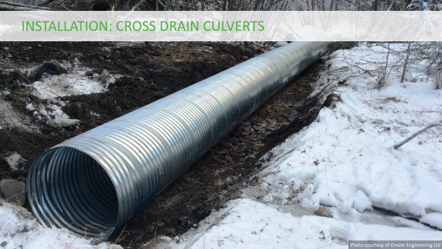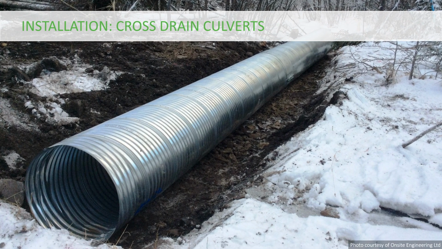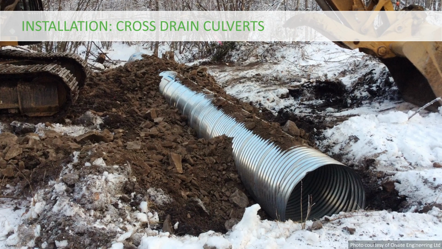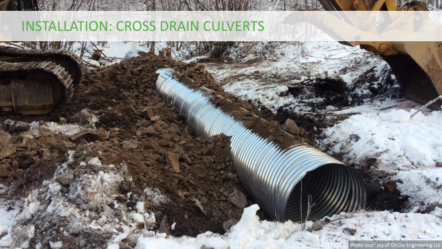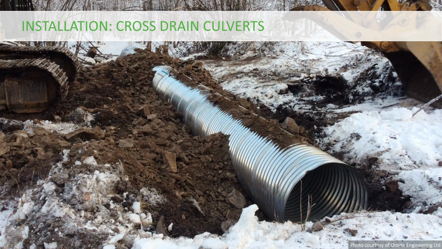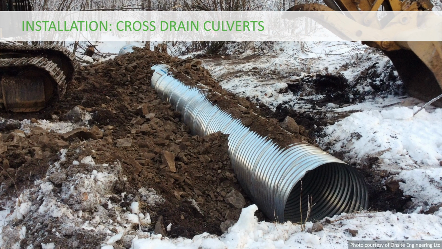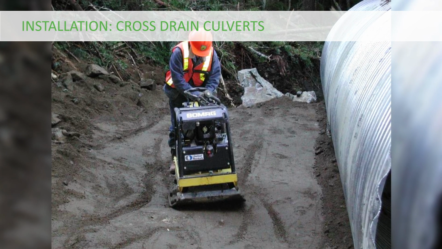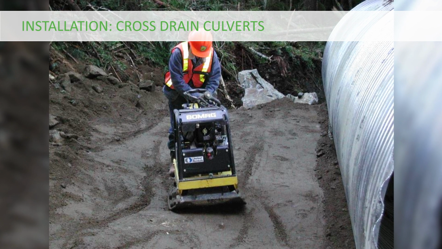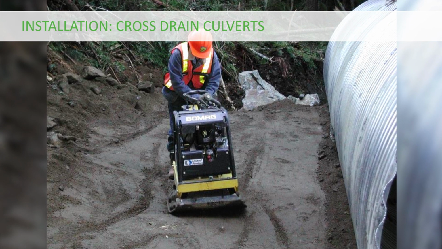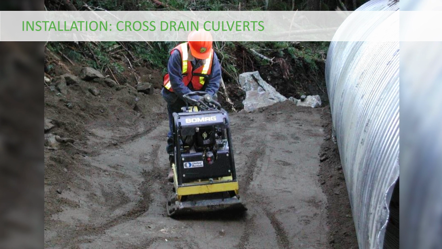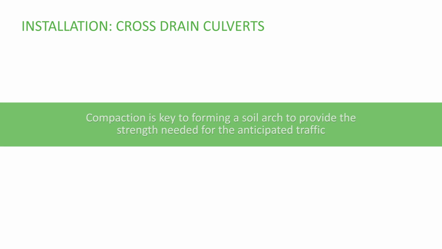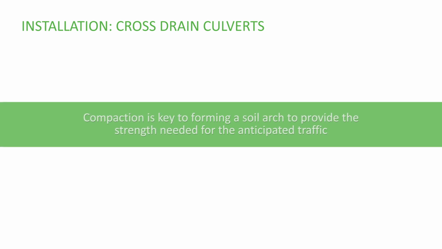Skew the culvert to allow ditch flow to easily enter the culvert, and backfill the culvert excavation with material free of large rocks, chunks of wood, or any objects which could damage the culvert. Compact the fill around the culvert, especially below the haunches. Use of a plate compactor provides excellent results. Compact in lifts no greater than 30 centimeters and alternate from side to side every 30 centimeter lift. A take-home message is that compaction is key to forming a soil arch, which provides the strength needed for the anticipated traffic.